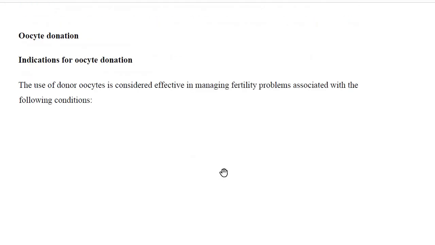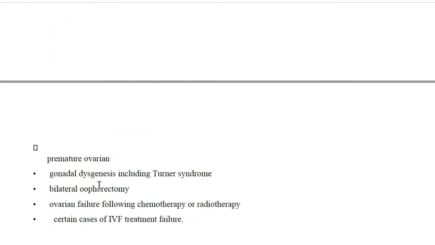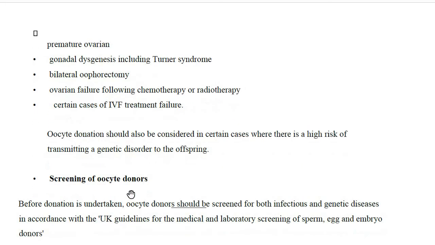Then regarding oocyte donation, what are the indications? Who should receive this egg donation? The one who had premature ovarian insufficiency, the one with gonadal dysgenesis, including those with Turner syndrome. Then those who have undergone bilateral oophorectomy, then ovarian failure following chemotherapy or radiotherapy. Then in certain cases of IVF treatment failure.